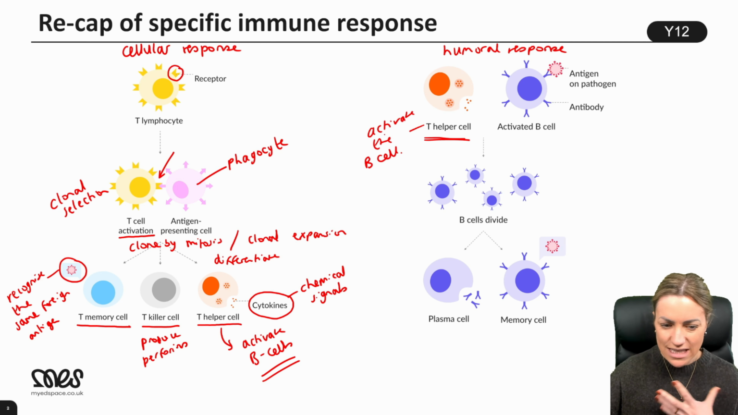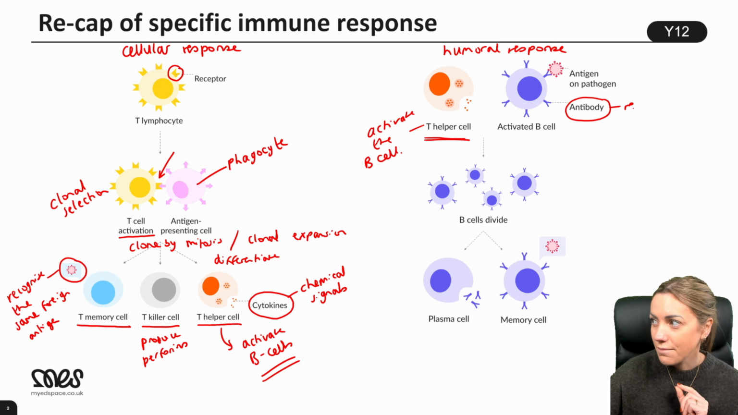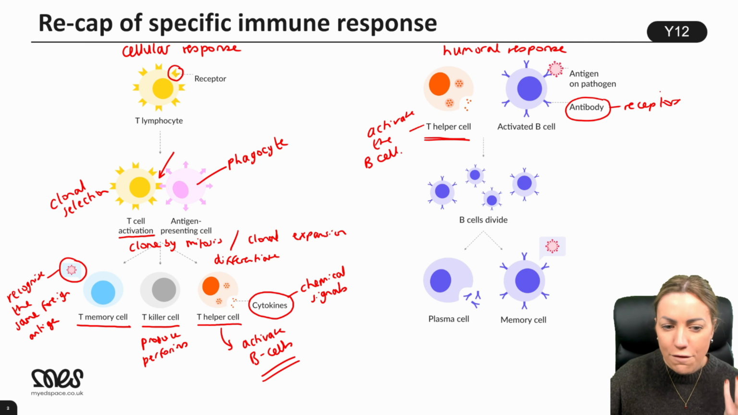So we're not just going to activate any old B cell. It is going to be the B cell that has receptors, or you can call them antibodies, but here they're acting as receptors because they're on the cell surface membrane of the B lymphocyte. But they are the same shape as the antibody that will be produced ultimately.